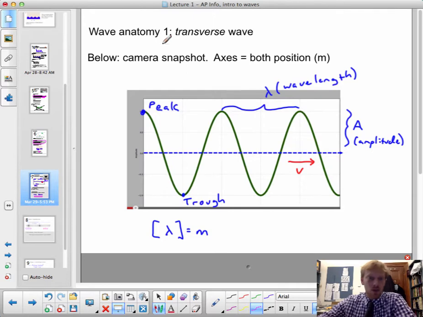All right, I'm going to talk about some more vocabulary words, and in particular look at the anatomy of a transverse wave and talk about some words we use with transverse waves. Transverse waves, remember, are where the particles in the medium move perpendicular to the direction of the wave's travel. A high point is known as a peak. A bottom point is called a trough. The distance from peak to peak, which is also the distance from trough to trough, is called the wavelength.